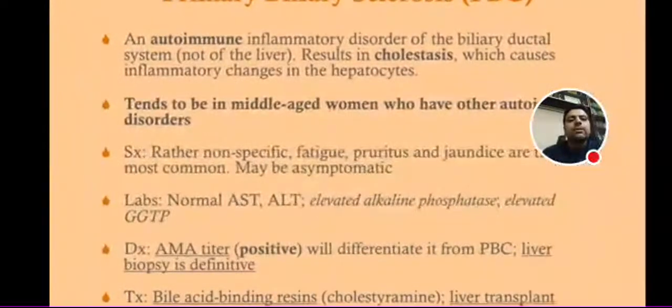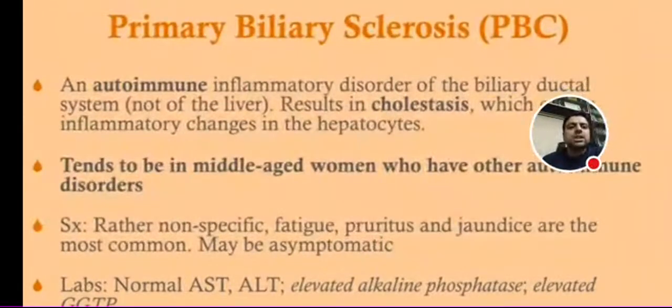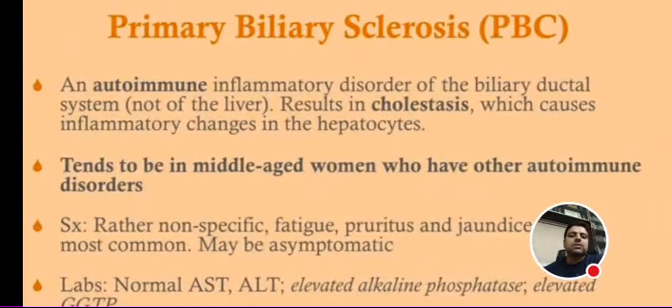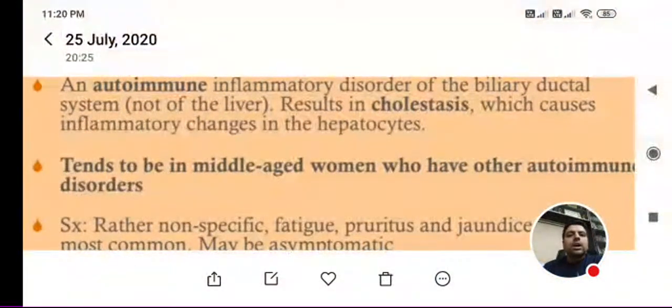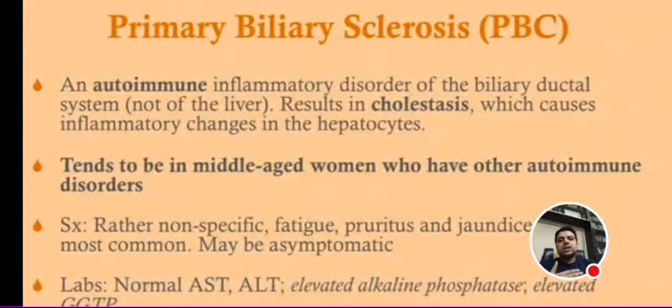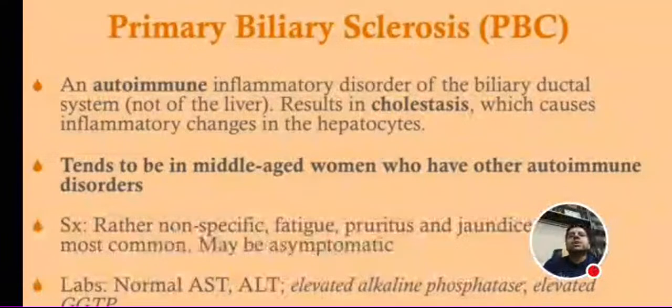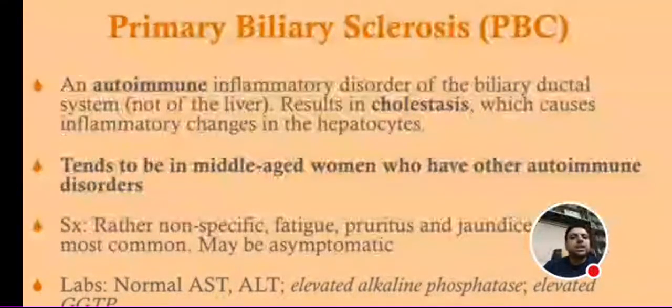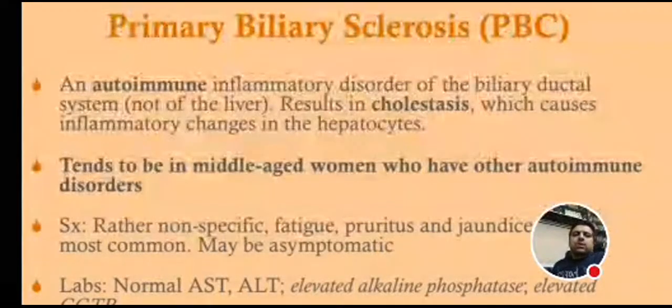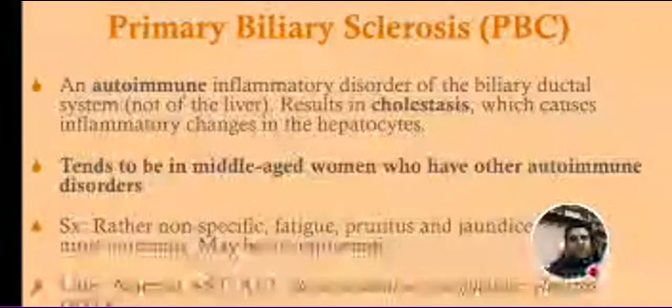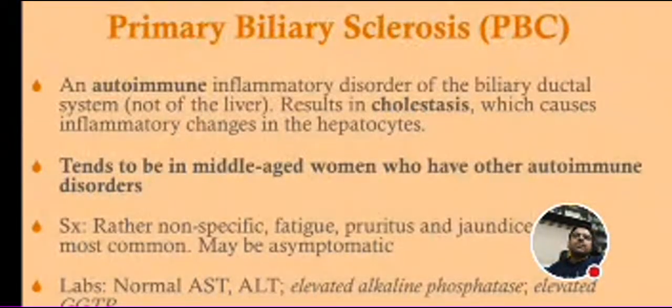So now we are going to discuss primary biliary cirrhosis, an autoimmune inflammatory disorder, same as primary sclerosing cholangitis, but I'm going to explain some differences here. It is a disorder of the biliary ductal system, not of the liver, same as in primary sclerosing cholangitis. It results in cholestasis, same there also. Cholestasis means impairment of bile secretion, which causes inflammatory changes in the hepatocytes.